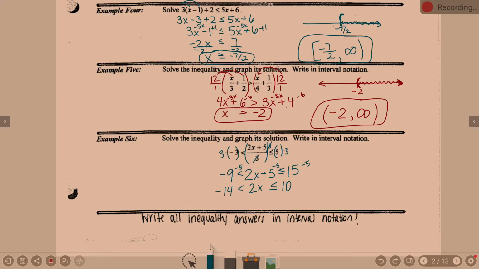Yeah, x is almost by itself in the middle. We're going to divide by 2. At this point, I end up with negative 7 less than x less than or equal to 5. Negative 7 less than x less than or equal to 5. So compound inequality. Technically, this is an and statement.